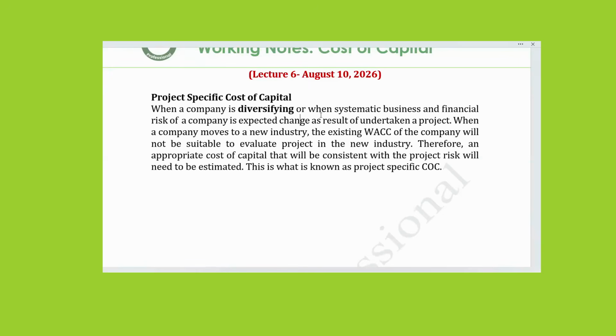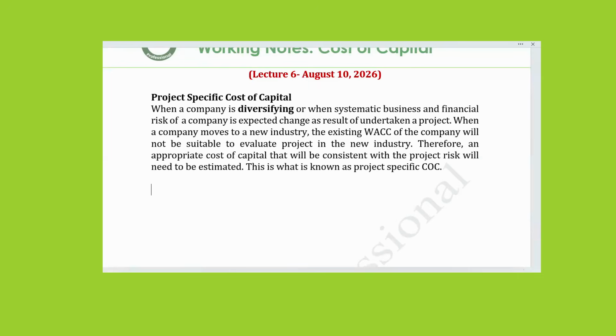Like the question that was tested last November. The company was moving from one industry to another industry. So it was a very clear, simple, straightforward question for that matter. By the time we are done today, you'll be ready to solve that particular question. Well, in any case, let's move on.